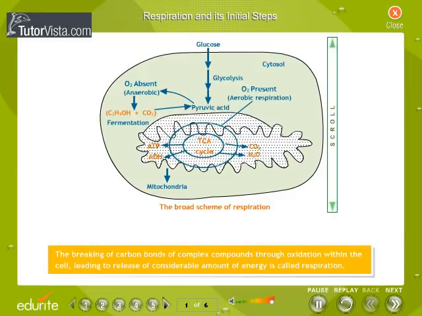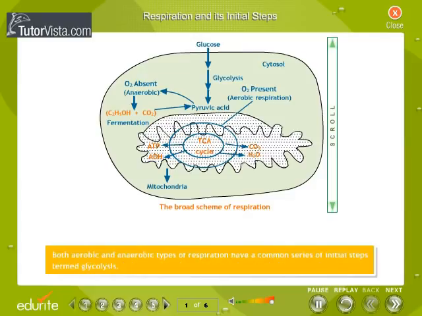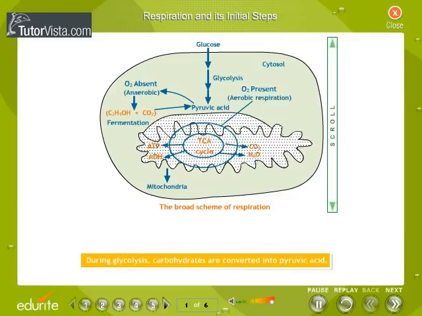The breaking of carbon bonds of complex compounds through oxidation within the cell, leading to release of considerable amount of energy, is called respiration. Both aerobic and anaerobic types of respiration have a common series of initial steps termed glycolysis. During glycolysis, carbohydrates are converted into pyruvic acid.